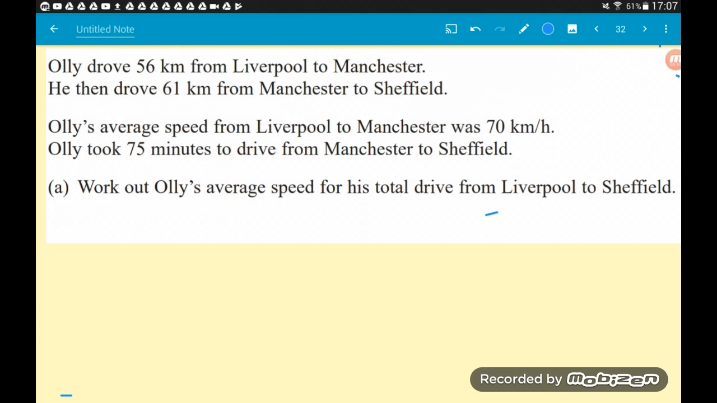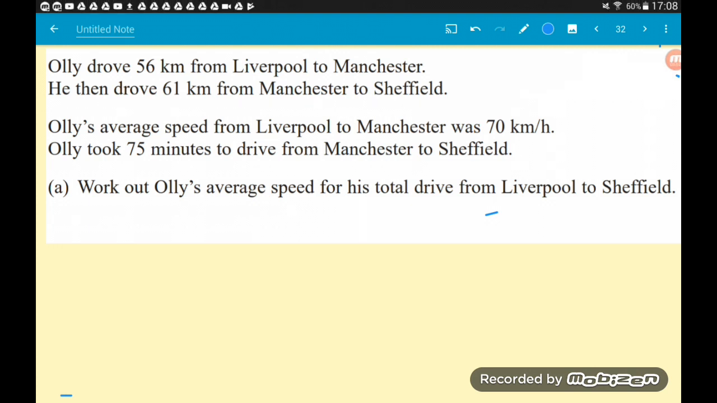Okay, so question 1. Ollie drove for 56 kilometres from Liverpool to Manchester. He then drove 61 kilometres from Manchester to Sheffield. His average speed from Liverpool to Manchester was 70 kilometres an hour, and it took him 75 minutes to get from Manchester to Sheffield. What we want to do is work out his average speed for the whole trip.